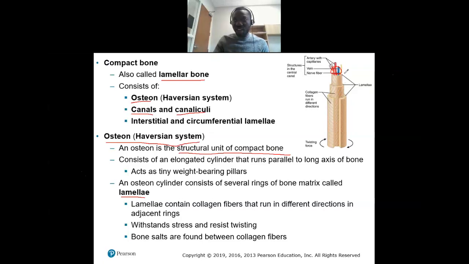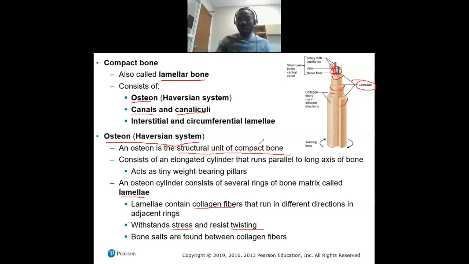Now, you see there is this ring around the central canal. This is another ring. This is another ring. We call the ring lamella. We call it a concentric ring around the central canal. All right. Now, the lamella contain collagen fibers, and they go in different directions. Now, what is the purpose of it? It is to help the bone to withstand stress and also to prevent twisting.